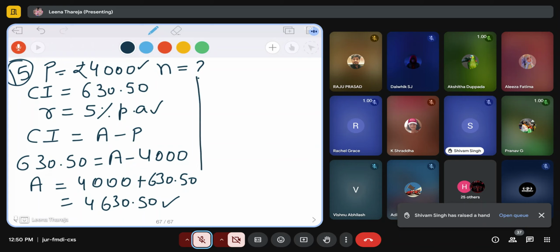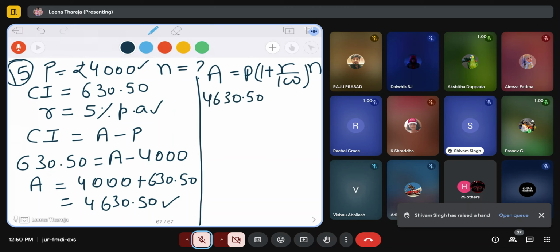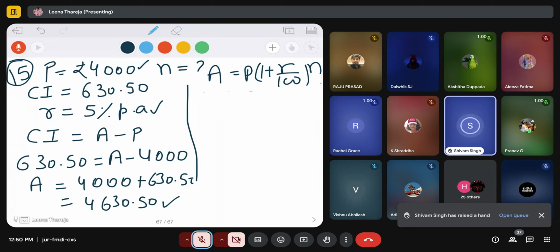Now amount we have, principal we have, rate of interest we have. Like in the previous question, the same thing we will do. Amount is equal to P into 1 plus R by 100 raised to power n. 4630.50 is equal to... children, are you able to get it? I should write a little small. You continue and let me know the answer. Ma'am, answer is 3 years. Oh, again you have got 3, huh?